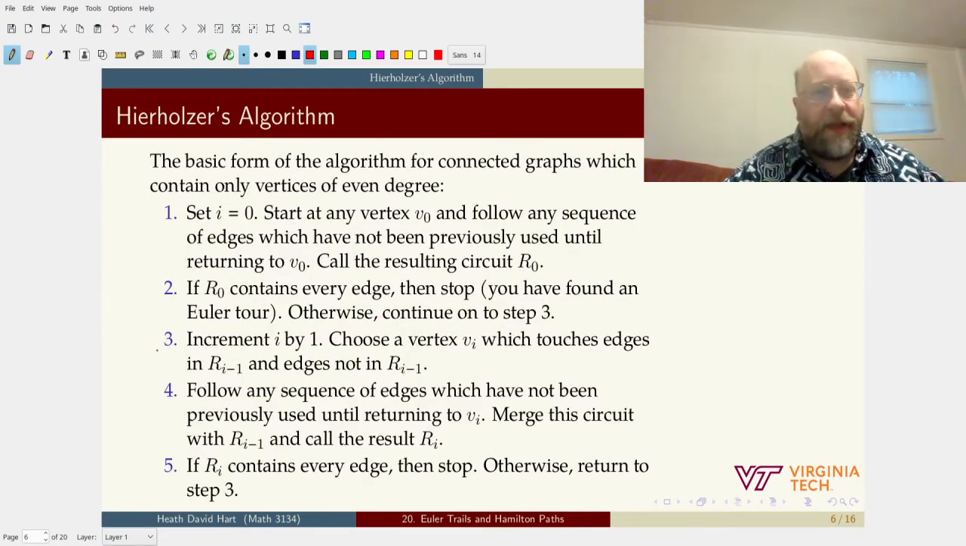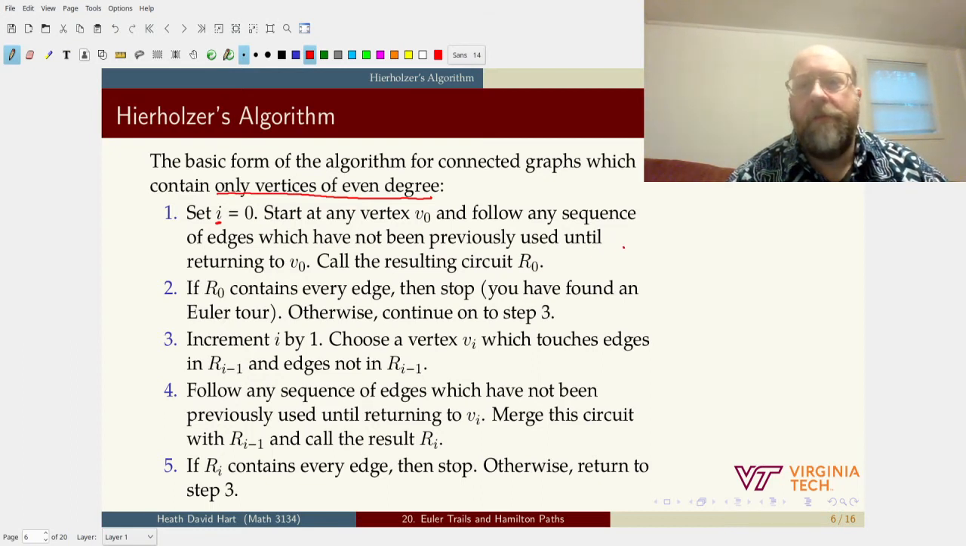So this looks like a lot of steps, but I'll go through an example in a moment. This is the basic form of the algorithm for a connected graph that contains only vertices of even degree. We're going to initialize i to be 0, start at any vertex v0, and follow any sequence of edges that have not been previously used until we get back to v0. And then we're going to call that circuit R0.